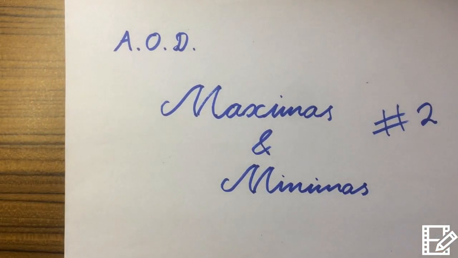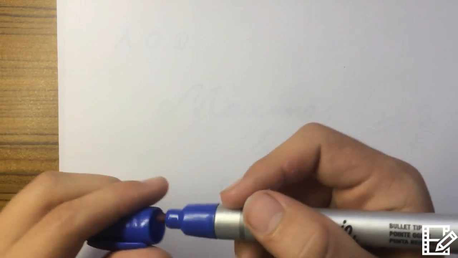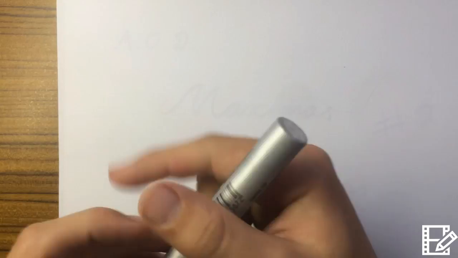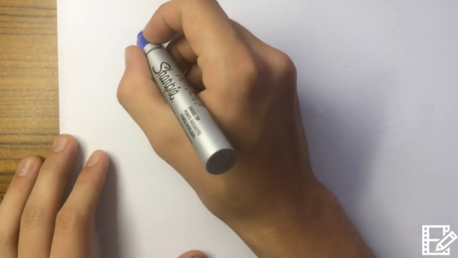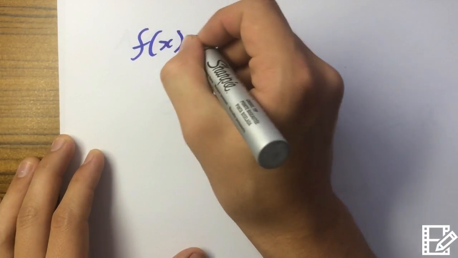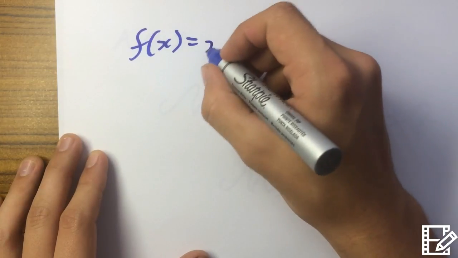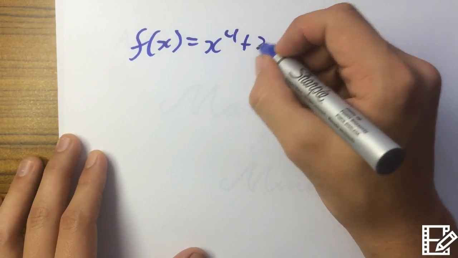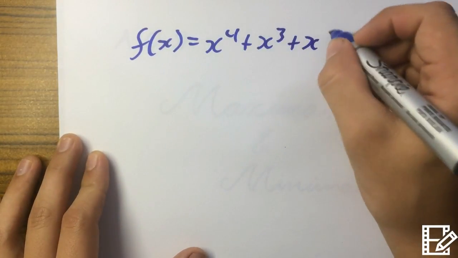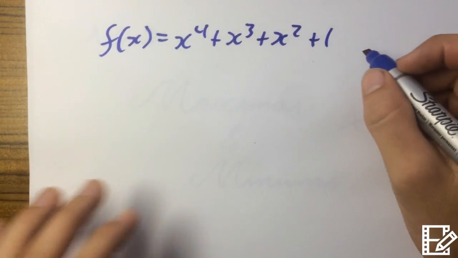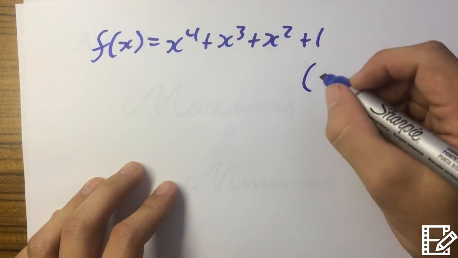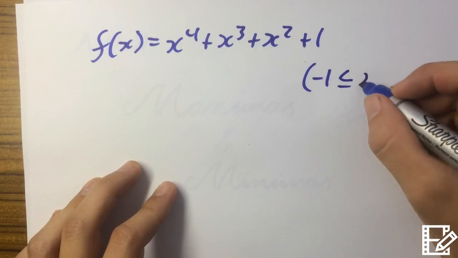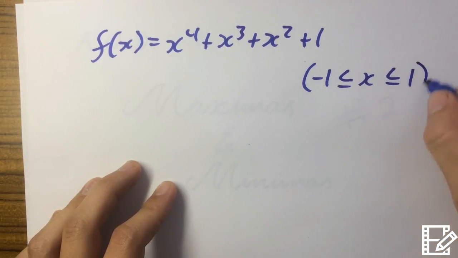So let's get started with our function. Hopefully you've watched the previous video, because that'll give you the basis of what we're going to do in this video. So we grab the function. I've got the function x to the power of 4 plus x to the power of 3 plus x to the power of 2 plus 1, and it's within the domain of -1 ≤ x ≤ 1.